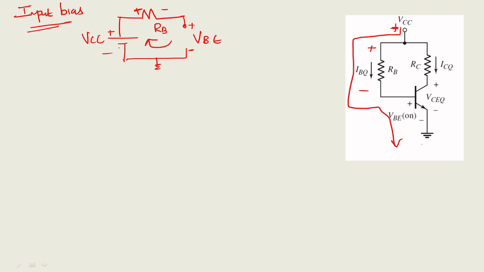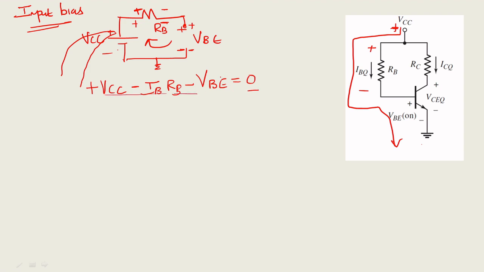This is the direction. Entering at a minus, leaving at a plus. Always you take a leaving symbol. That is my assumption, so you can also take the same. That means it is leaving at the symbol plus. So plus VCC. Entering at a plus, leaving at a minus, so I am taking the minus: minus IB RB. Entering at a plus, leaving at a minus, so minus VB equal to 0. So the algebraic sum of the voltage drop around the closed path is equal to 0. That is what Kirchhoff's voltage law says.